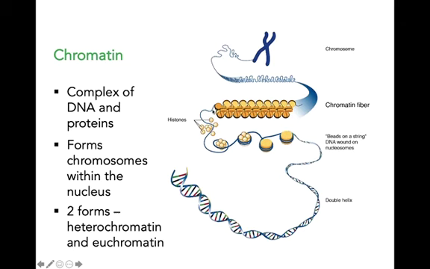And again, a strip of nucleosomes is called the chromatin, or chromatin fiber. And then they will be either loosely packed or densely packed based on the transcriptional activity of the chromatin. And then they will form the chromosome.